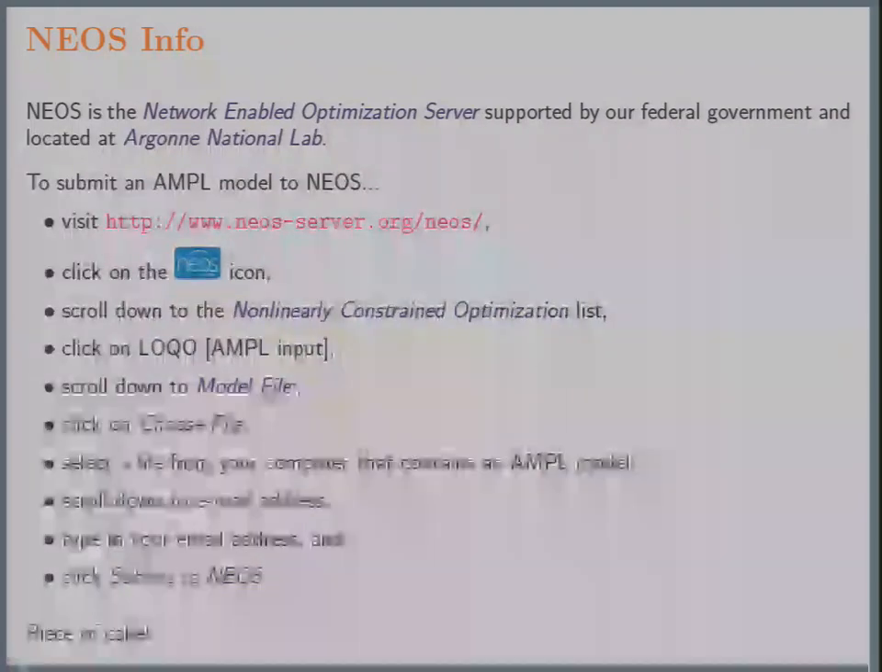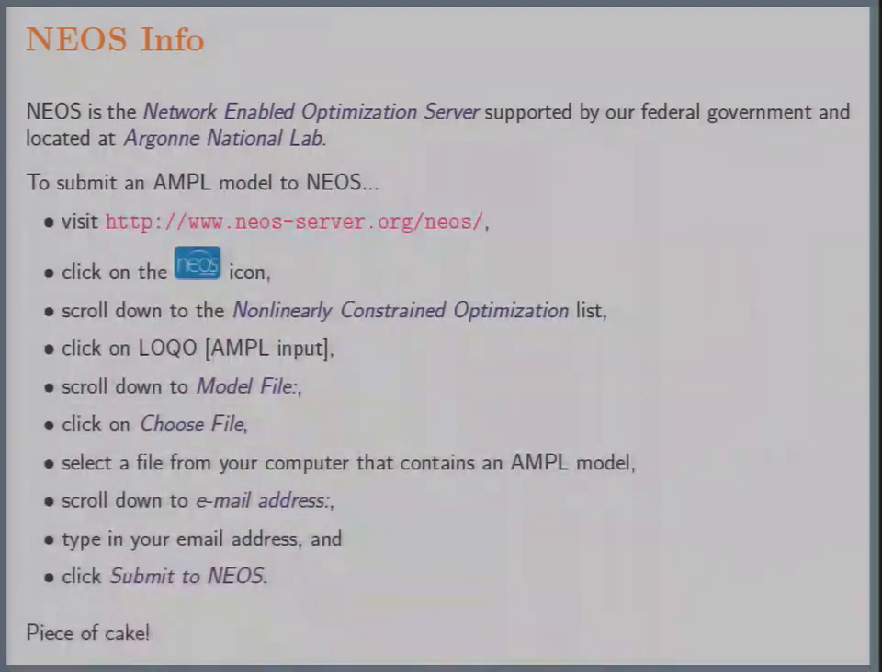I think it used to be at Argonne National Lab, but I think it moved to the University of Wisconsin. But anyway, it's funded by the government. It's free for anybody, I think, in the world. It's called the Network Enabled Optimization Server. It's that website that I wrote right there.